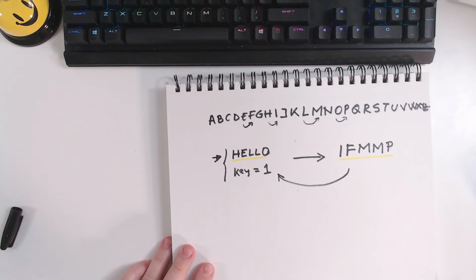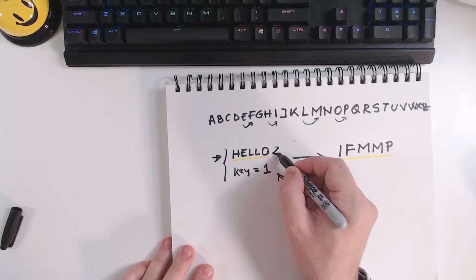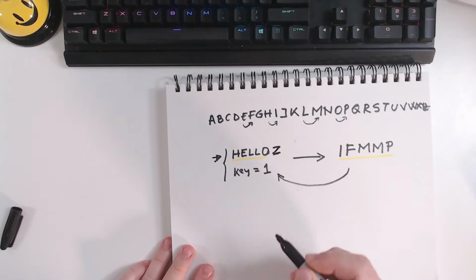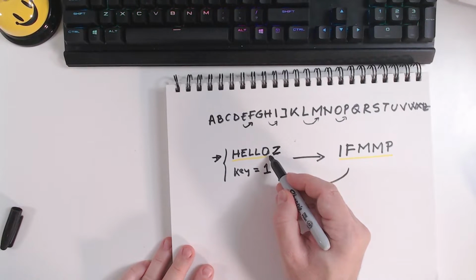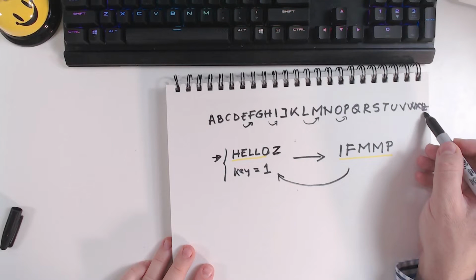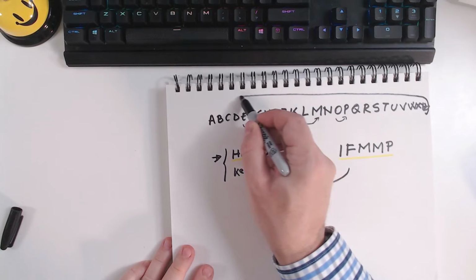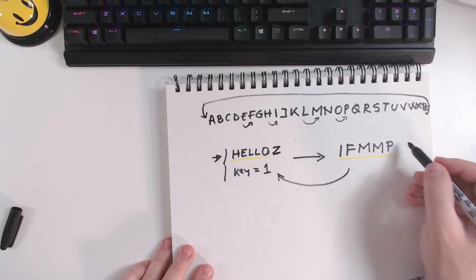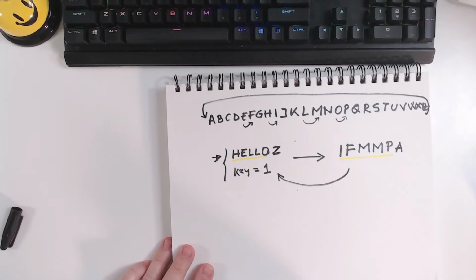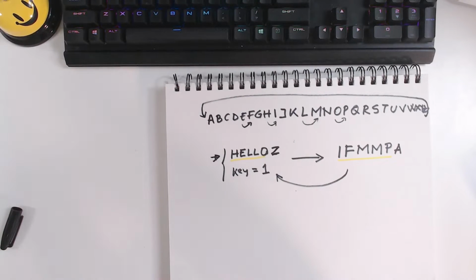Where the most difficult part is here. For instance, if we have a Z in the original message, let's put a Z. Hello Z. I don't know what it means, but if we have a Z, Z basically comes back to the start and becomes A. So here it will become A. All right. So as you can see, it has this wraparound effect, right? So we'll see how to solve this one.